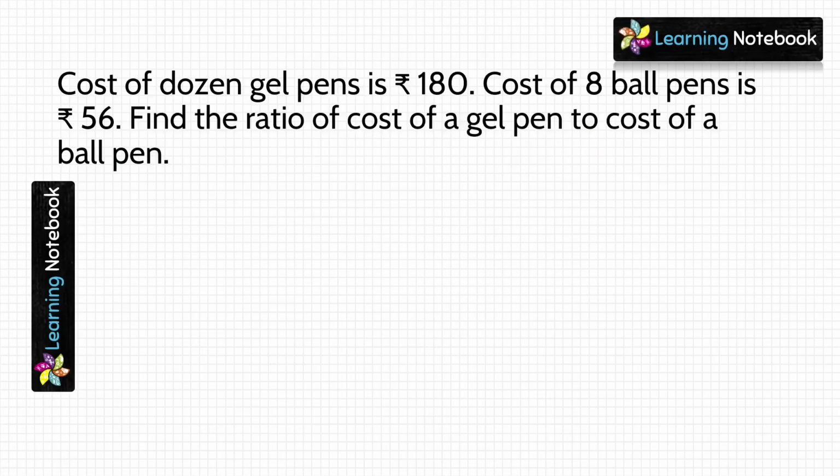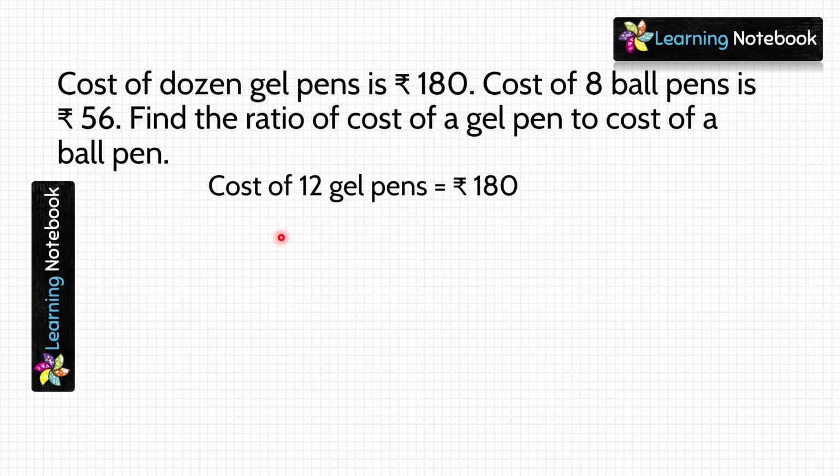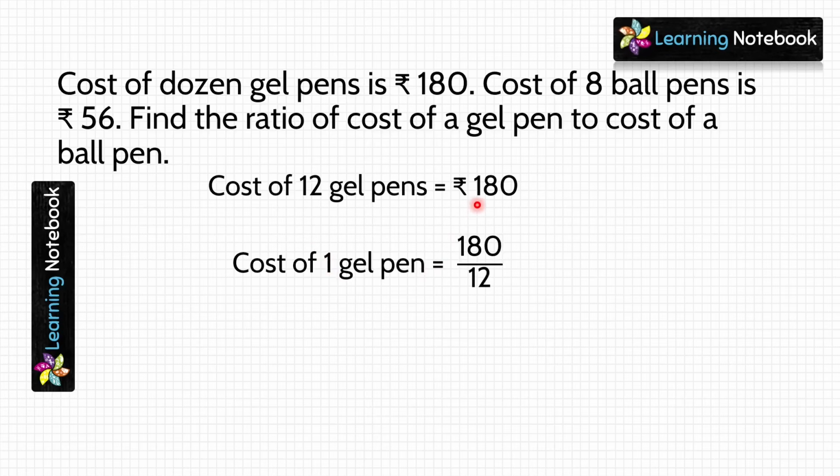So let's first find the cost of 1 gel pen. How will we do this? We are given the cost of 12 gel pens, which is rupees 180. So the cost of 1 gel pen will be rupees 180 divided by 12, which is equal to rupees 15. So now we have found the cost of 1 gel pen.